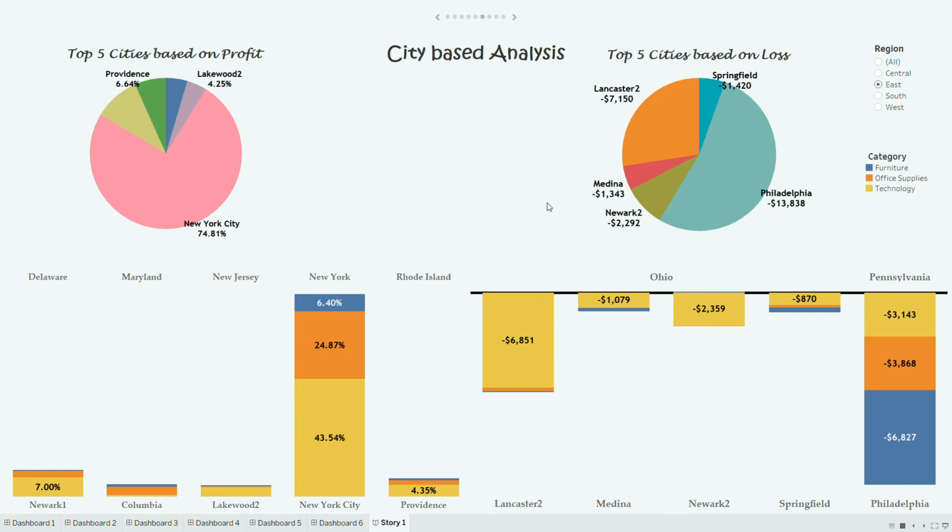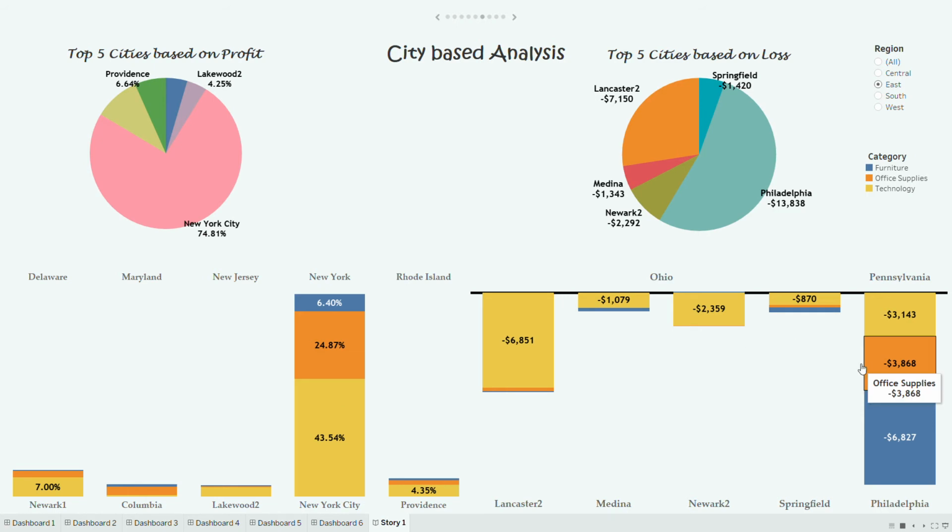In the eastern region you can see the profit is not much. For the eastern part, New York City alone is contributing 74.81%, which is three-fourths of the total value, and 43% is coming from technology. So here we can increase the supply of technology to gain more profit.